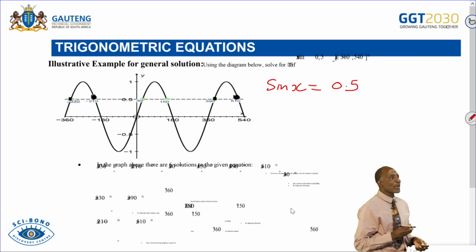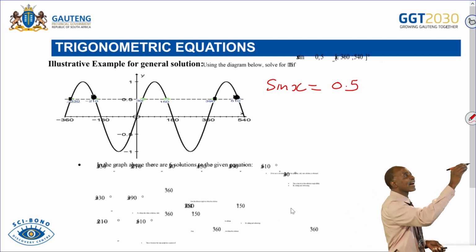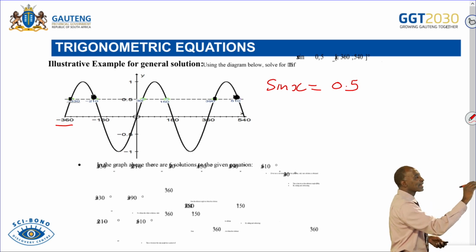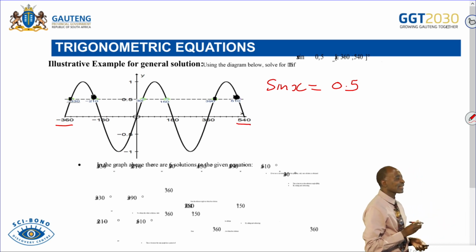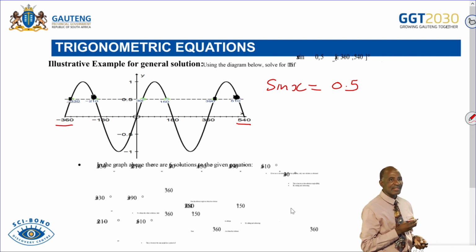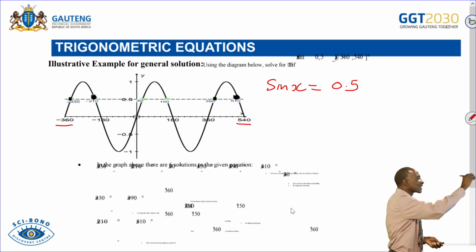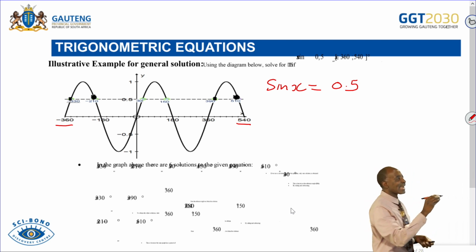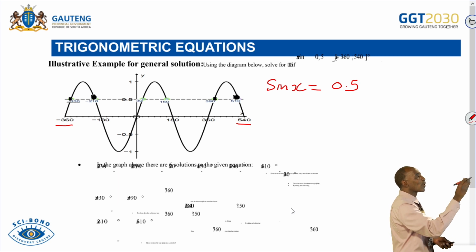Right. So if we were to graph this in the interval negative 360 to 540 degrees, we want to see how the sine graph behaves. We were taught graphs in grade 10, how to draw these sine graphs, and you'll remember the sine graph has got a domain of some kind.